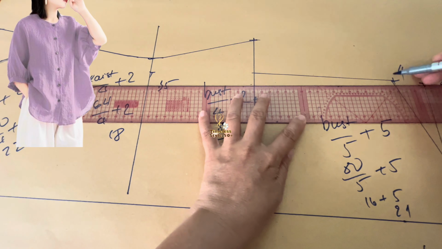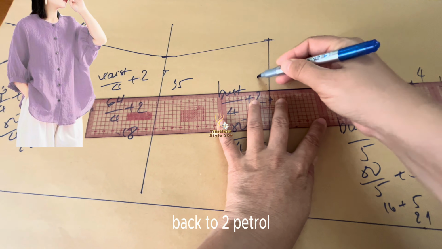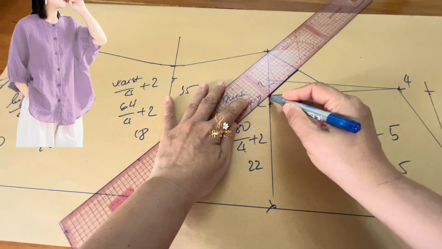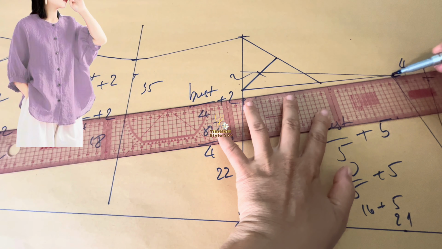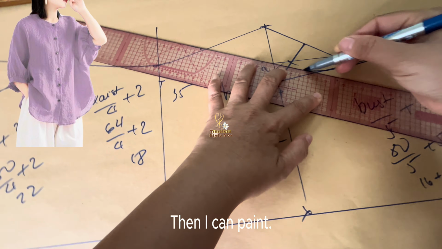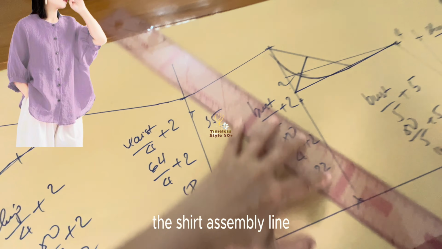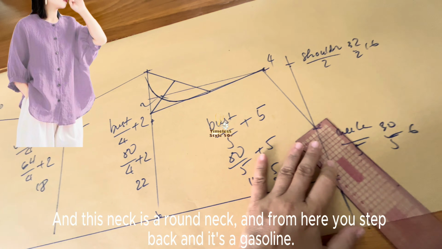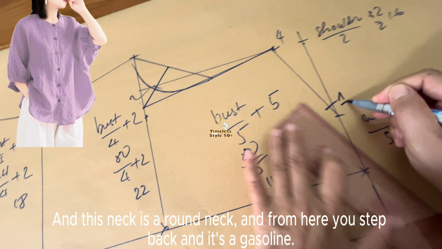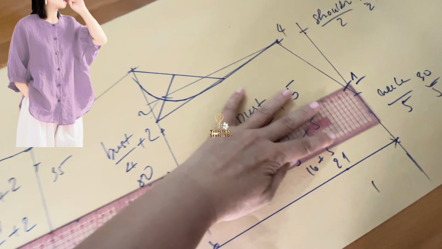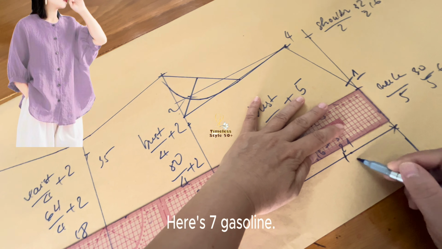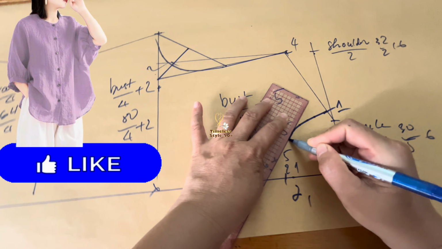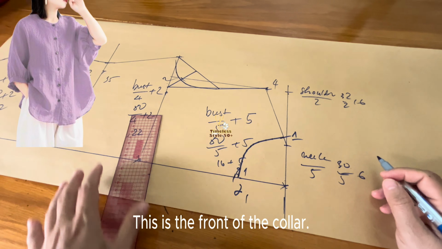Go straight one way. Back to the measure. One way. Back to the measure. Then I can draw the shirt assembly line. And this neck is a round neck, and from here you step back. Here's 7. I built a square ruler and I drew the part. This is the front of the collar.